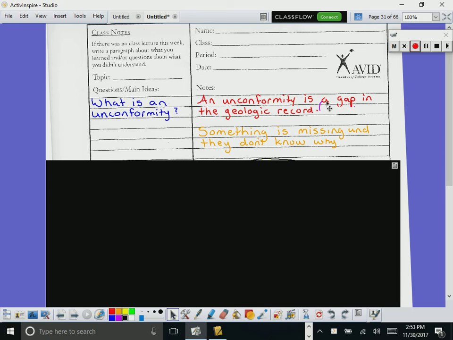So an unconformity is when there's a gap. There's something missing. They're not really sure why. They might be able to take a guess why, but they don't know for 100%. So they just call it an unconformity.